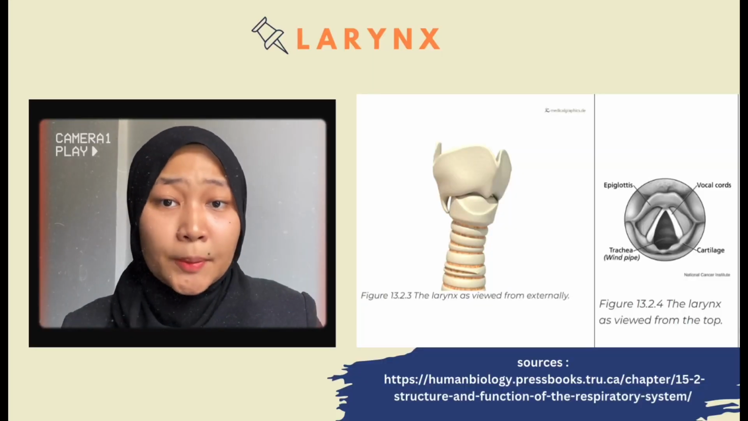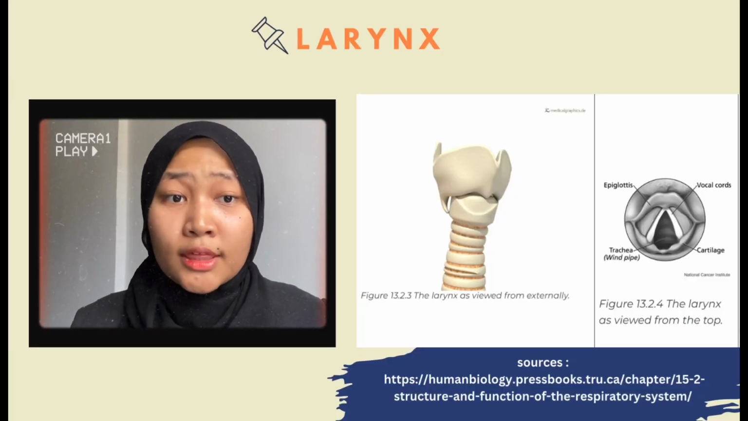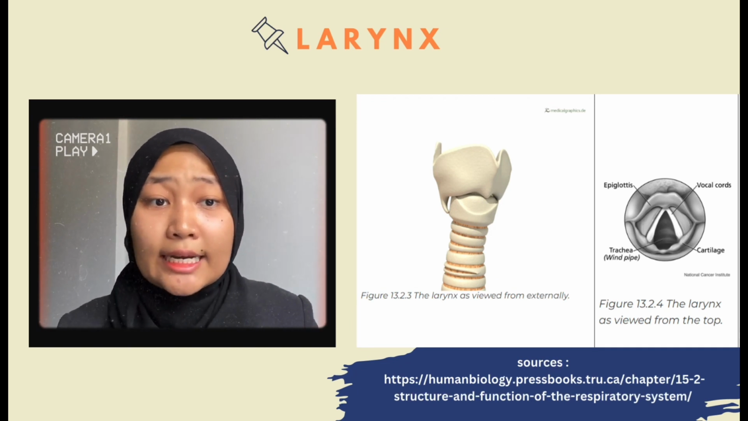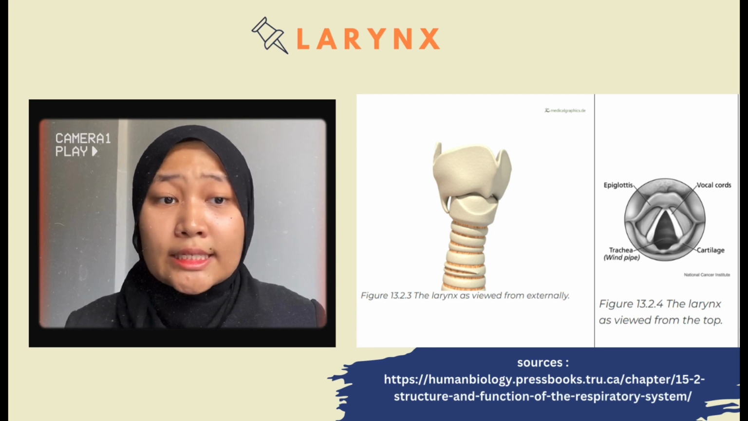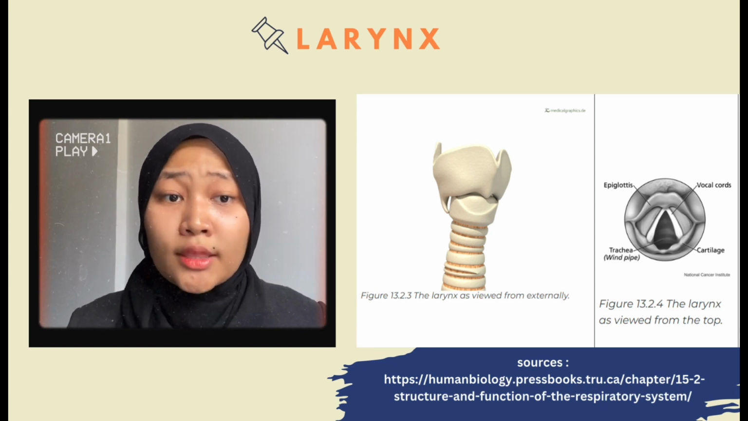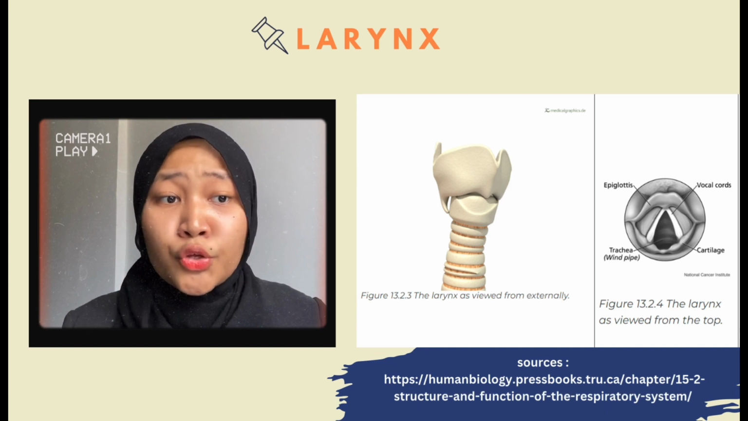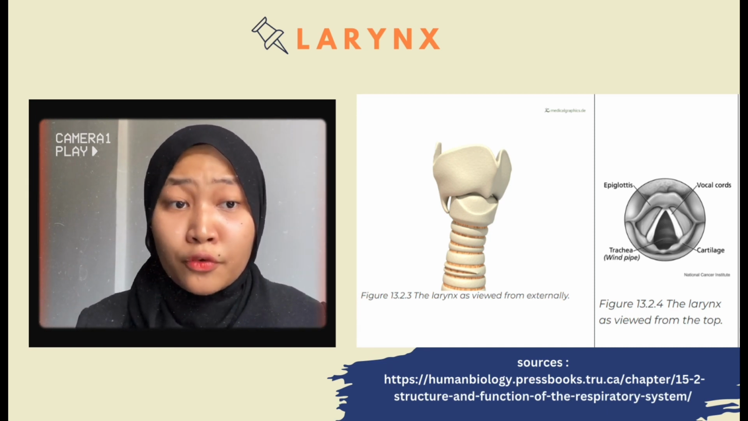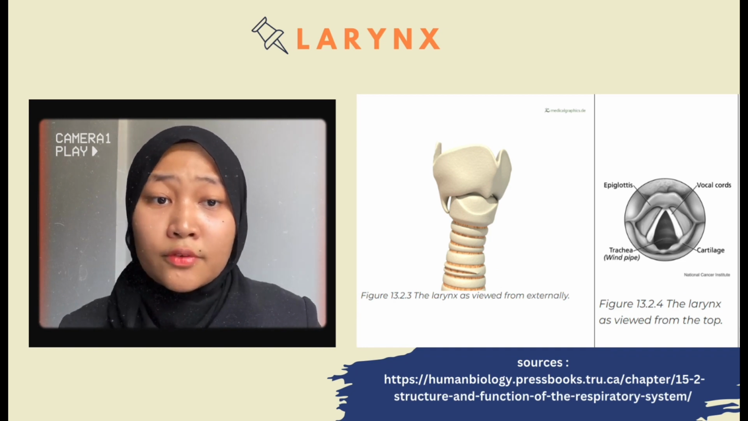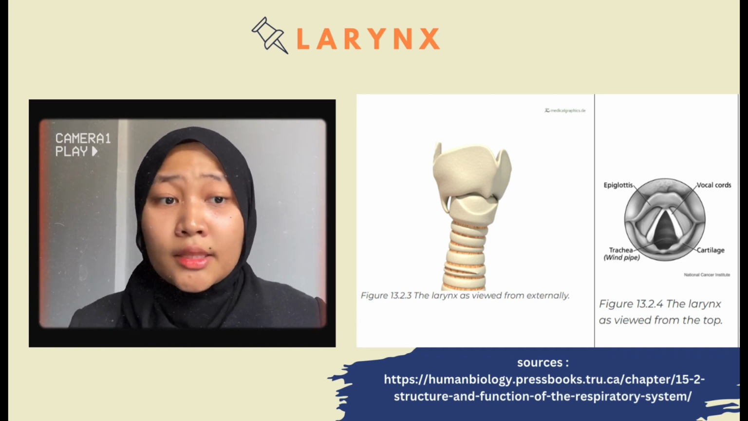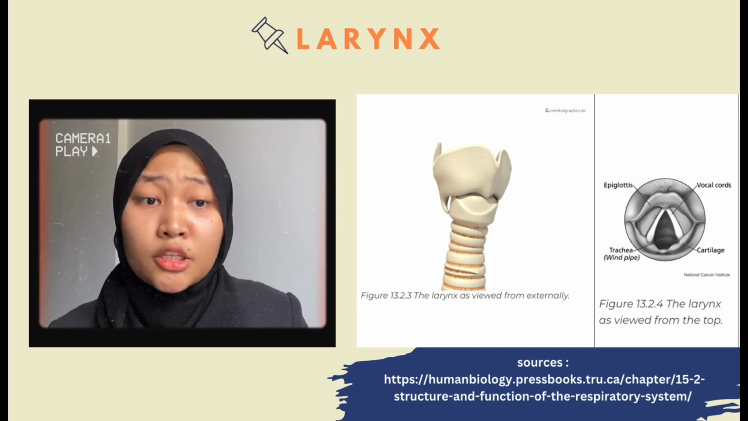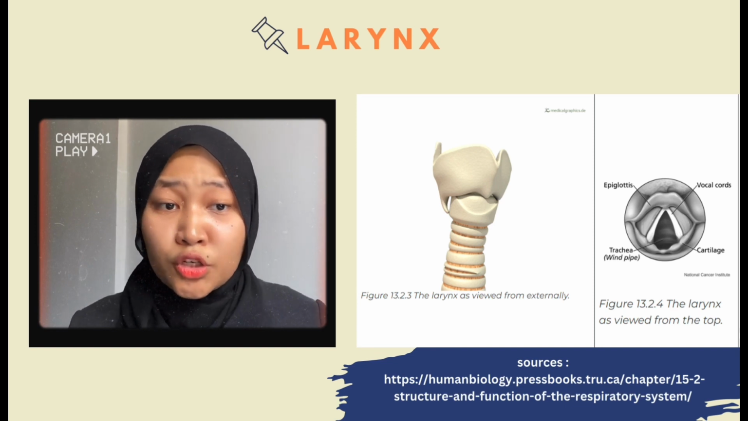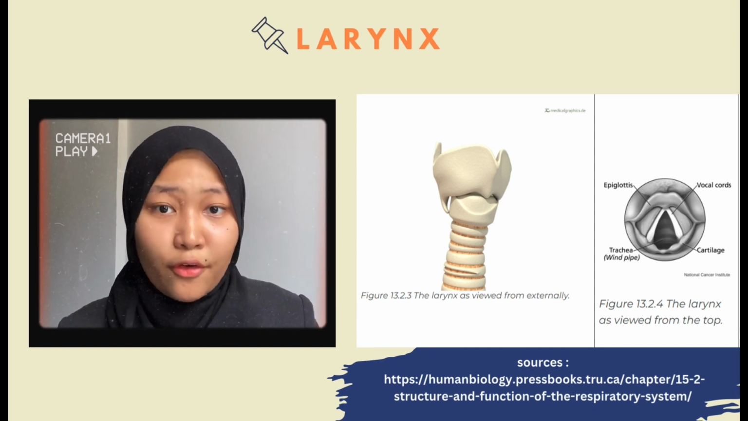Last but not least, I will explain about the larynx. The larynx connects with the pharynx and trachea and helps to conduct air through the respiratory tract. The larynx is called the voice box because it contains the vocal cords, which vibrate when air flows over them, producing sound. You can see the vocal cords in the larynx in figures 13.2.3 and 13.2.4. Certain muscles in the larynx move the vocal cords apart to allow breathing. Other muscles move the vocal cords together to allow the production of vocal sounds. The latter muscles also control the pitch of sounds and help to control their volume.